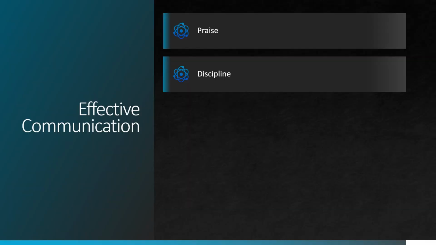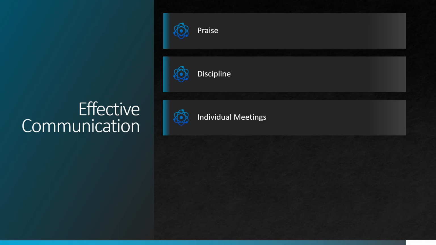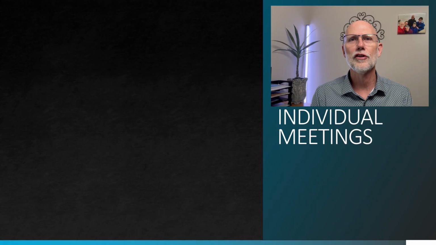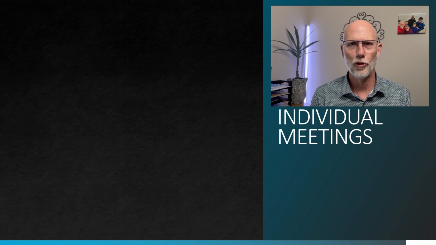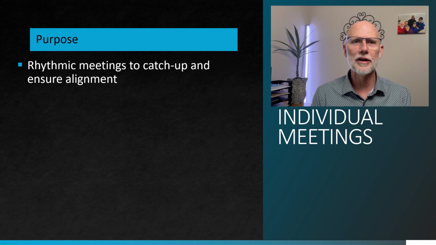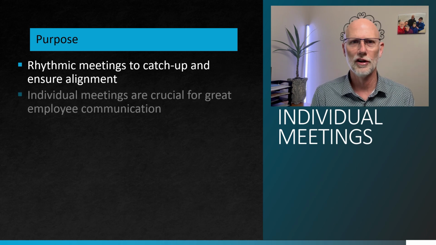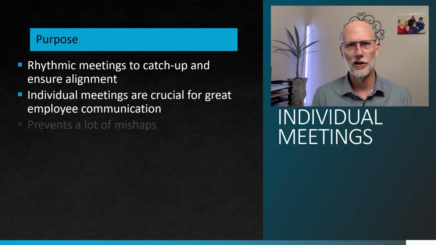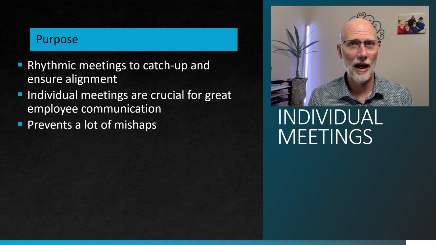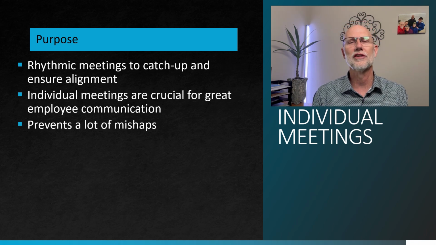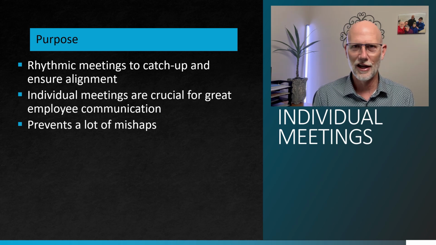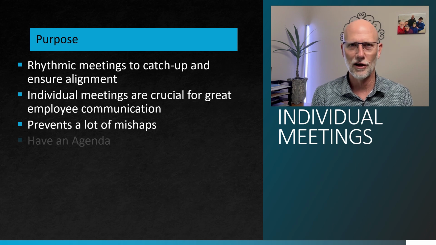The next thing you need to help you be an effective communicator is you need individual meetings with everyone on staff. Individual meetings, I would dare say, are even more important than group meetings with your staff. The purpose of these meetings is to have rhythmic meetings to catch up and ensure alignment. These individual meetings are crucial for great employee communication. It prevents a lot of mishaps from happening because not too much of a distance gets between a desired behavior and a non-desired behavior, or getting off track on goals.